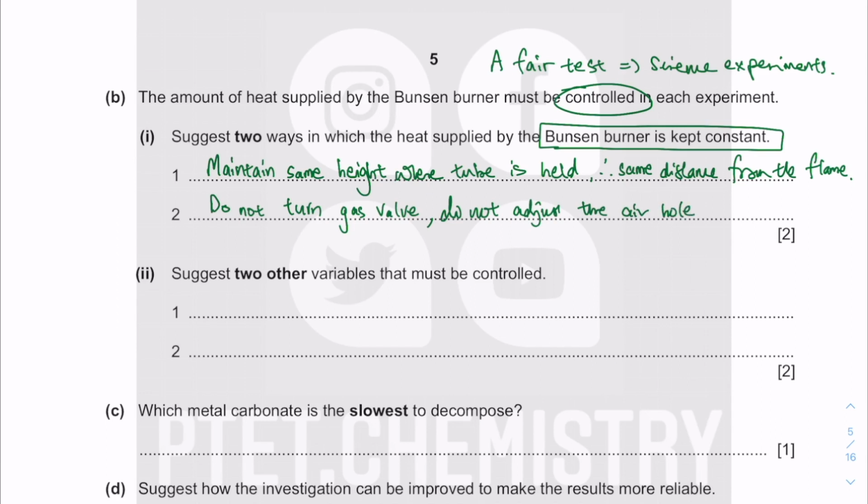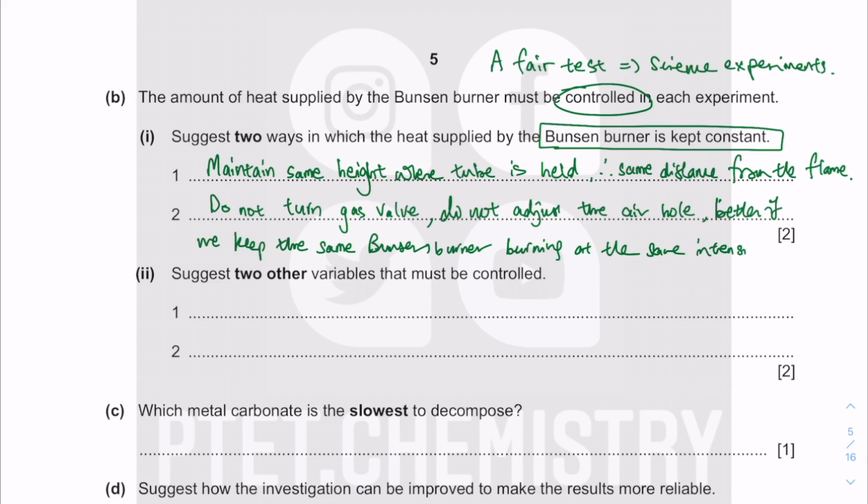And better still, if we keep the same Bunsen burner burning at the same intensity. So if you just continue from one experiment to the next without turning the Bunsen burner off, but of course that's not entirely practical, because it might run out of gas at some point if you continue doing that. All right, but doing this, at least it will minimize whatever you need to do.